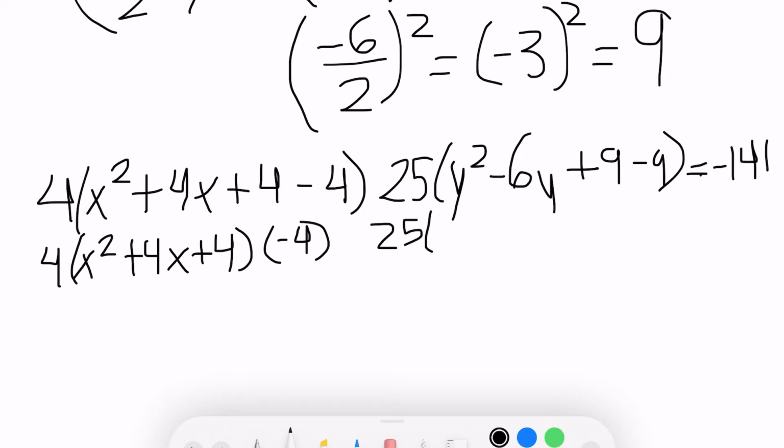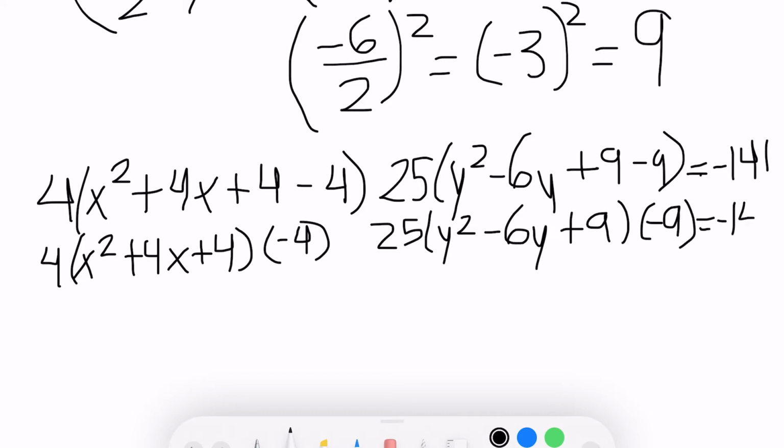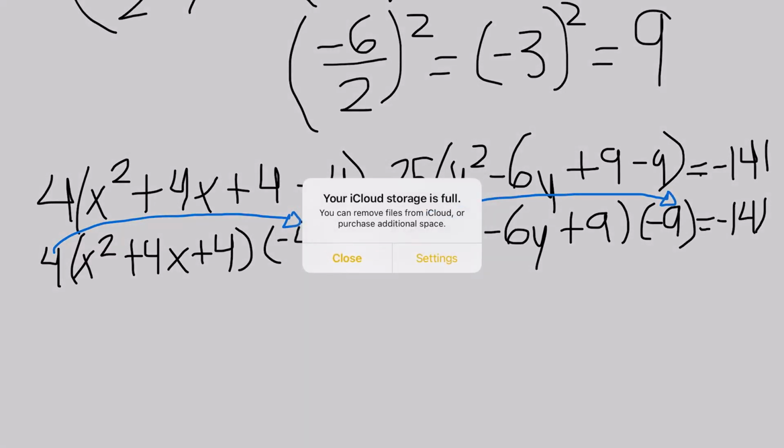Next you have to single out negative 4, because in order to get standard form we have to be able to factor the parenthesis part, and negative 4 and negative 9 get in the way of that. So as a result, we have to distribute the 4 to the negative 4 and the 25 to negative 9.